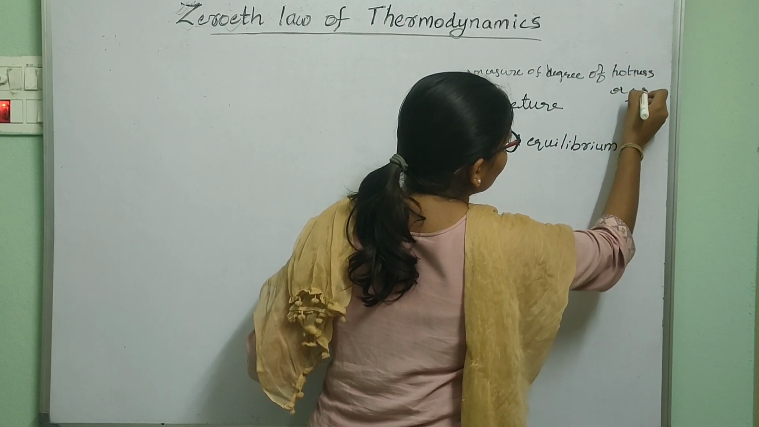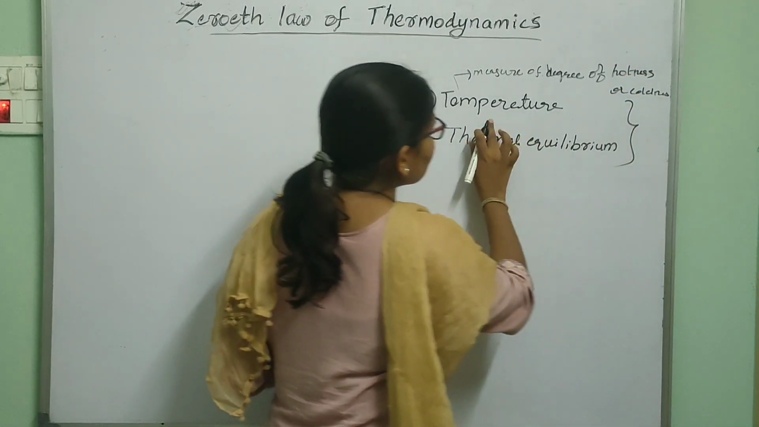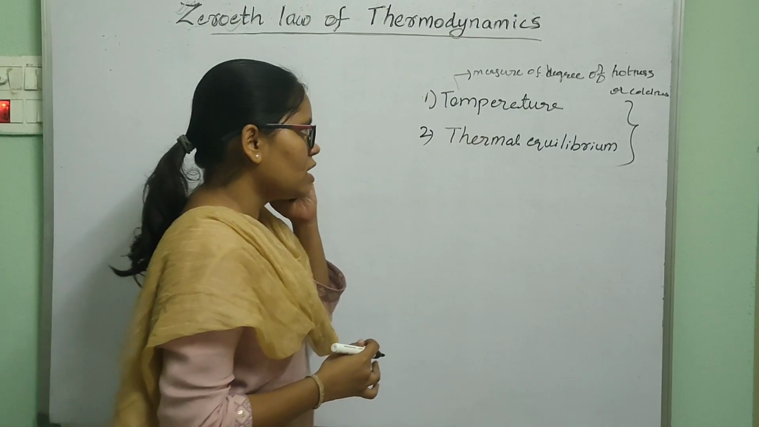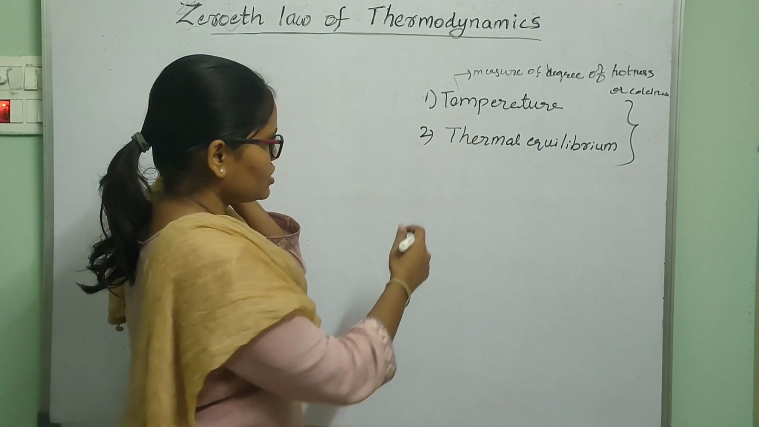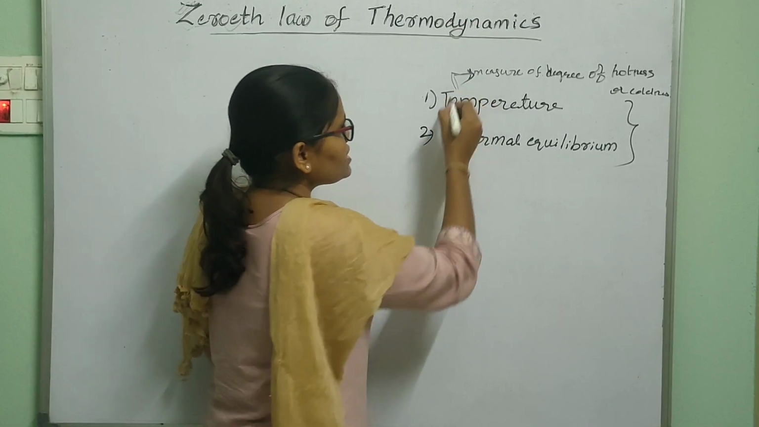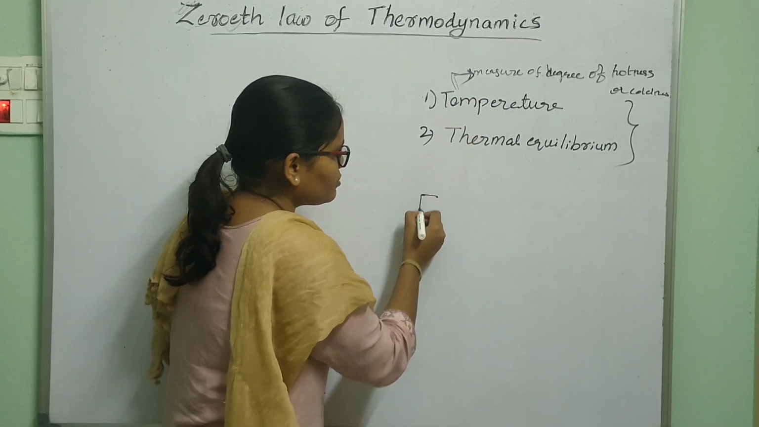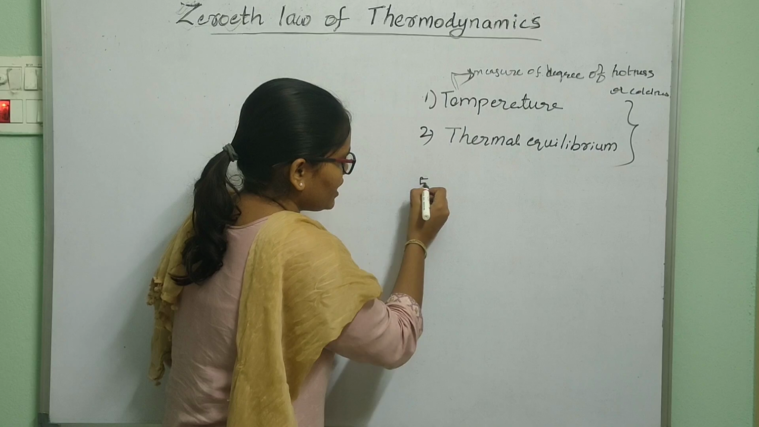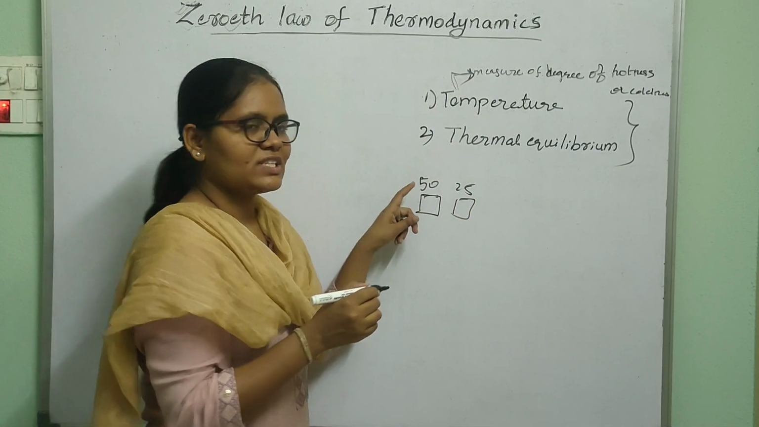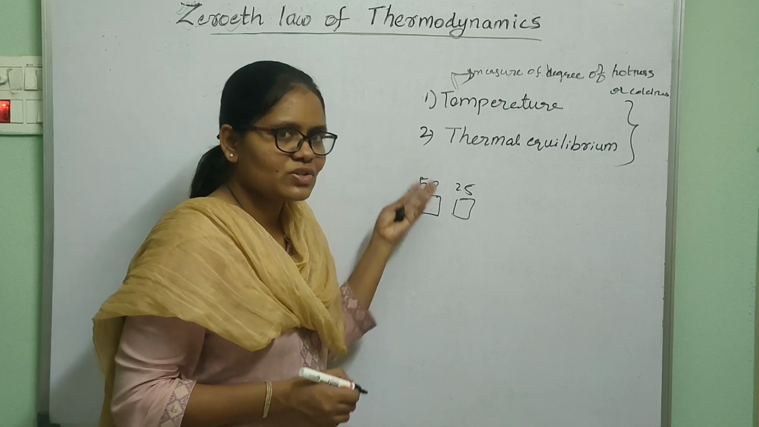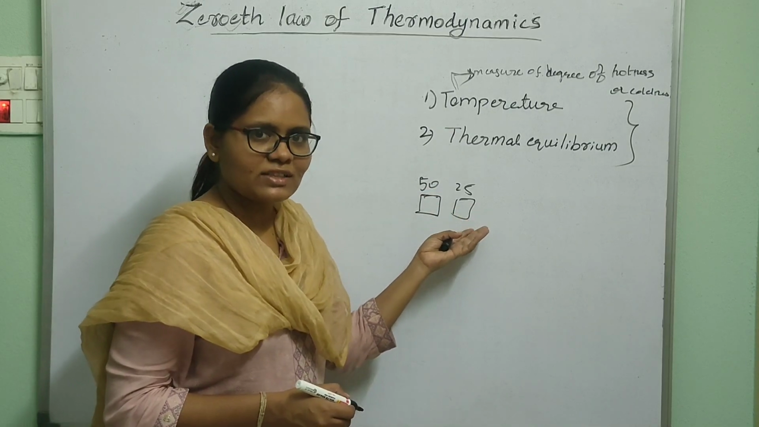This tells you which body is more hot or which body is relatively cold, right? So this is temperature. Suppose the temperature of some object is 50 and some other object is 25. That means the object which has 50 degrees centigrade temperature is relatively hotter than this object.